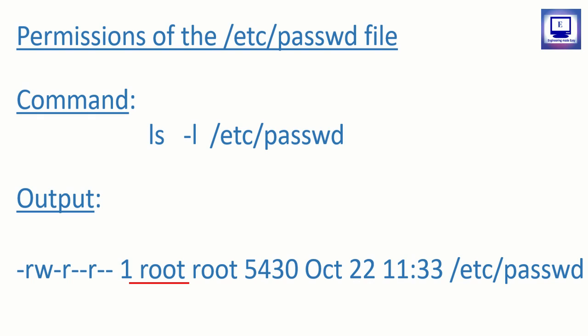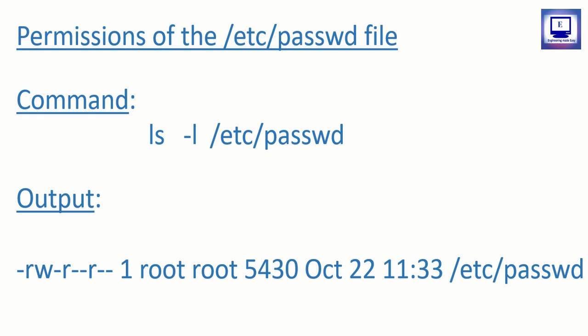The next field indicates the name of the owner. In the above line, our owner is root. Next indicates the name of the group. Again, the name of the group is root. The next field indicates the size of the file in bytes. So in our case it is 5430 bytes. The next field indicates the date and time of the file creation, and the last field indicates the name of the file.